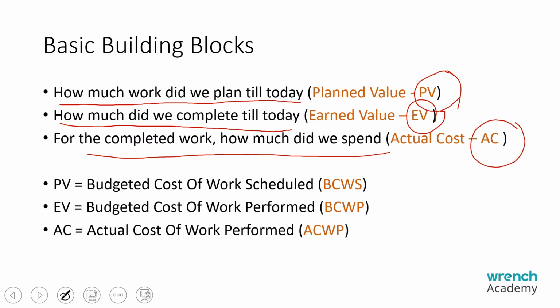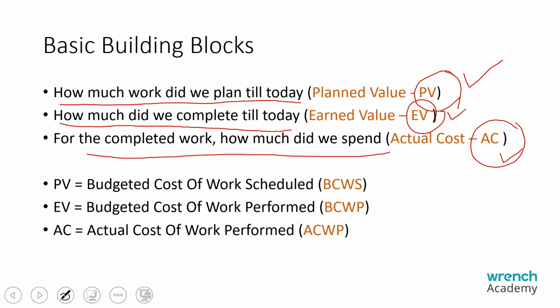So just three numbers: how much work did we plan till today? That is the planned value. And how much did we complete till today? That is the earned value. And for the completed work, how much did we spend? That is the actual cost.